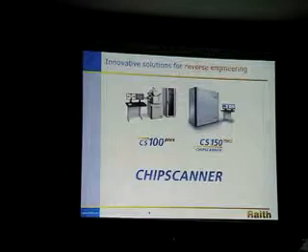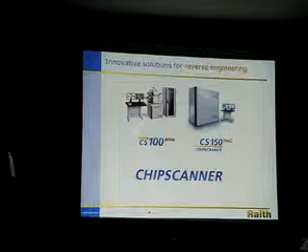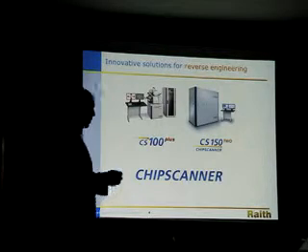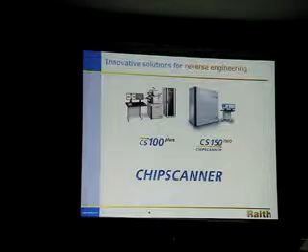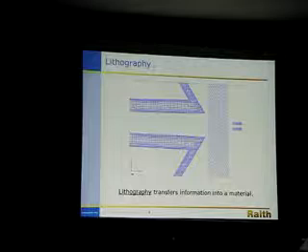What we're less known for are our reverse engineering products, and I'll tell you what these are in a moment. Actually, these are large area scanning electron microscopes. And I'll tell you towards the end of the presentation what these are capable of. But this is called the chip scanner, and it's used for reverse engineering. So I'm going to be talking about lithography and also reverse engineering. So let me start with lithography.